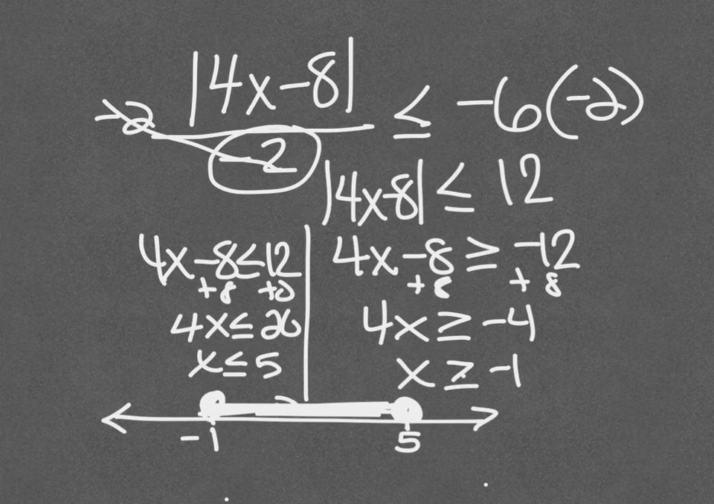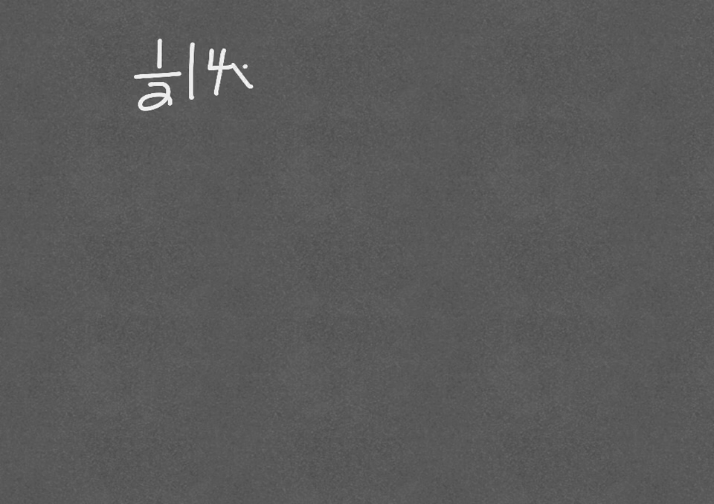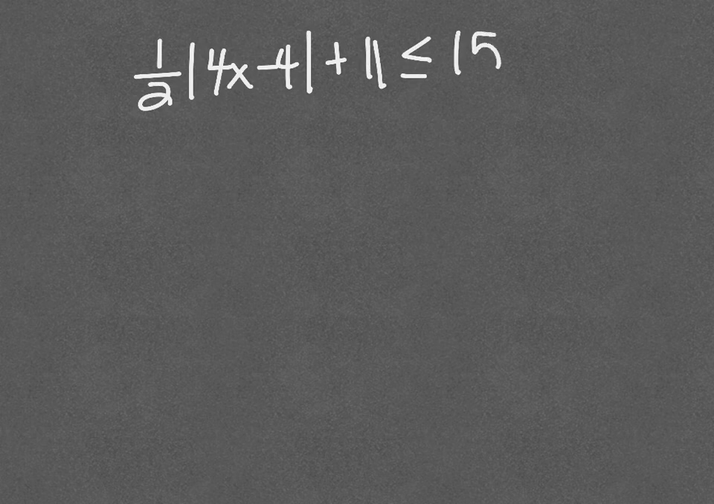Okay? All right, let's look at this one. Let's look at number 10 and we'll be done. Okay, lovely fraction. 1/2 times the absolute value of 4x minus 4, plus 11 is less than or equal to 15.